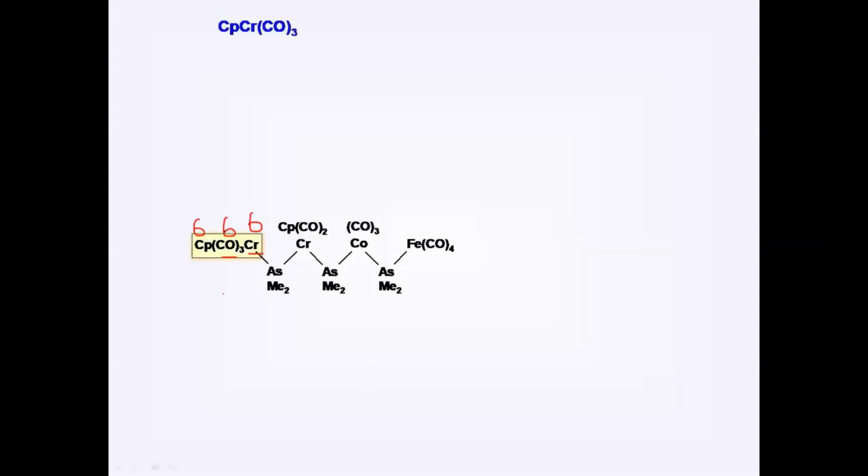Trying to erase this. The eraser is not working. This is actually 5 electrons, Cp. So totally it is 17 valence electrons. Therefore, this is isolobal with d5 ML6, which is equivalent to CH3.